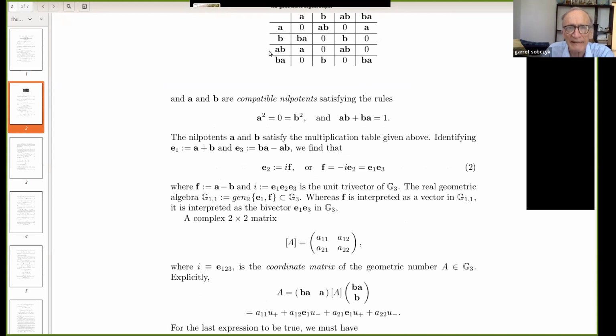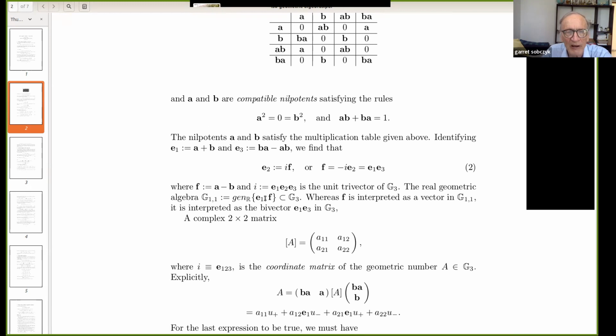So again, the multiplication table is very easy to remember, which I gave here. Now, if we define F equal to A minus B, and I, again, is still equal to E1 times E2 times E3, that's the unit trivector of G3. So here you have it. G11 is equal to E1 and F.